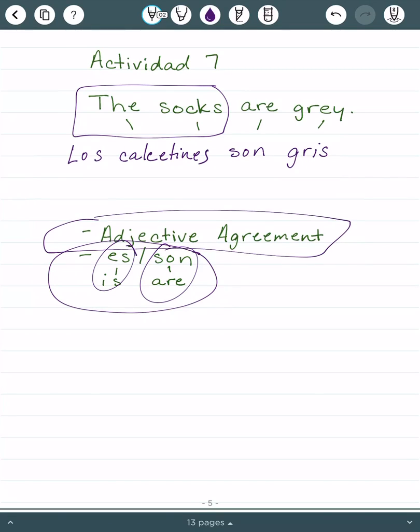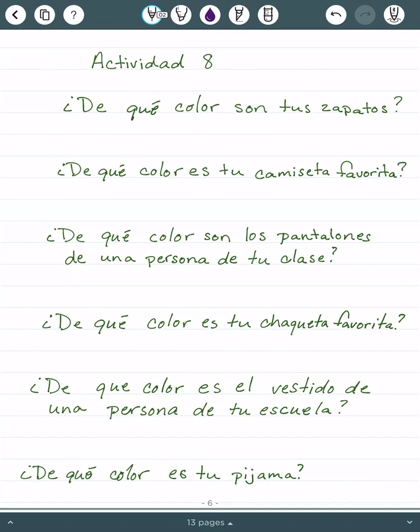Adjective agreement though. So calcetines, masculine and plural. I know that because of the los. And gris, yeah, it already ends in an S, but S is a consonant. So we are going to add ES there. So that's activity 7. Activity 8 I want to do with you guys.